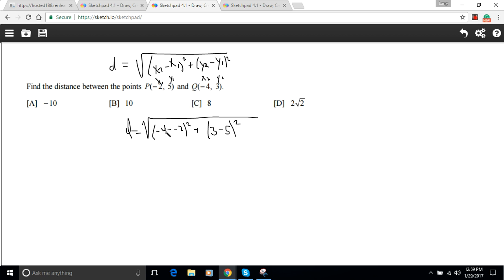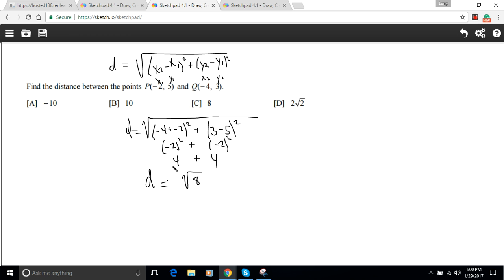Okay, so let's simplify what's in the parentheses here. -4 minus a -2. Well, minus a negative is like plus, so -4 plus 2, that's going to be a -2. And then we'll have to square that. And 3 minus 5, well, that's also a -2. And we'll have to square that. When you square a -2, you get a +4. So this is 4 plus 4, or 8. But remember, all that's under the square root sign. So distance equals square root of 8.